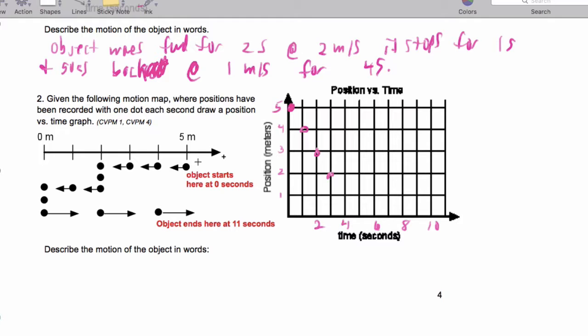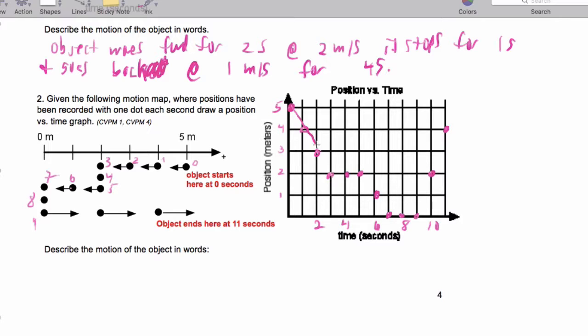Let's just double check. So 0 seconds, 1 second, 2 seconds, 3 seconds. At 4 seconds, we're in the same place. At 5 seconds, we're at the same place. At 6 seconds, we start moving backwards. At 7 seconds, we're at 0. At 8 seconds, we're at 0. At 9 seconds, we're at 0. At 10 seconds, we're at 2. And at 11 seconds, we're at 4.